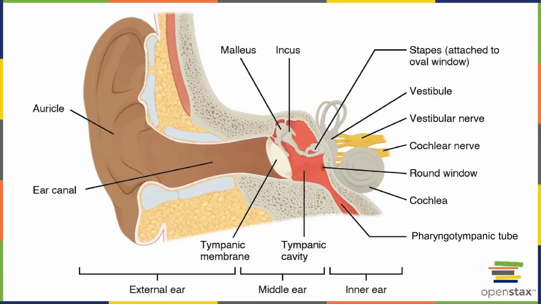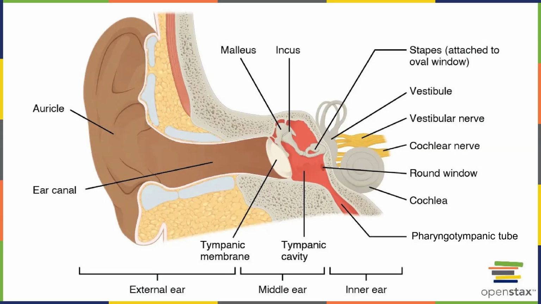Let's start with the external ear. The pinna, also called the auricle, is the visible outer portion of the ear. Its shape helps channel sound waves into the external acoustic meatus, which is the ear canal. This canal carries sound toward the tympanic membrane, or eardrum. The tympanic membrane is a thin, cone-shaped sheet of epithelial and connective tissue. When sound waves reach it, they cause it to vibrate, and these vibrations mark the beginning of mechanical hearing.